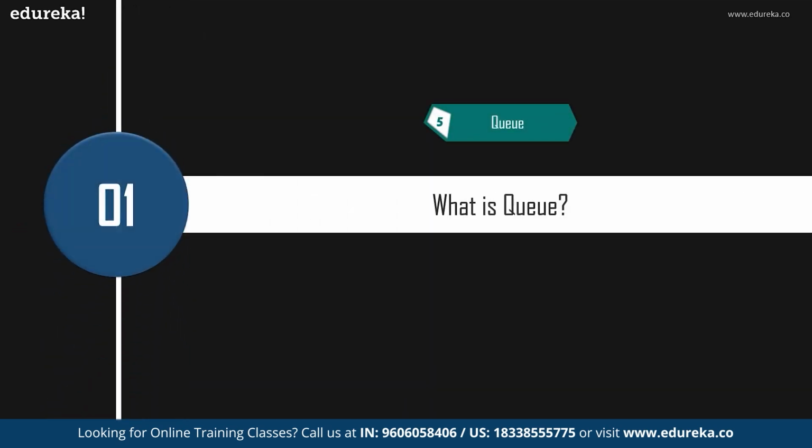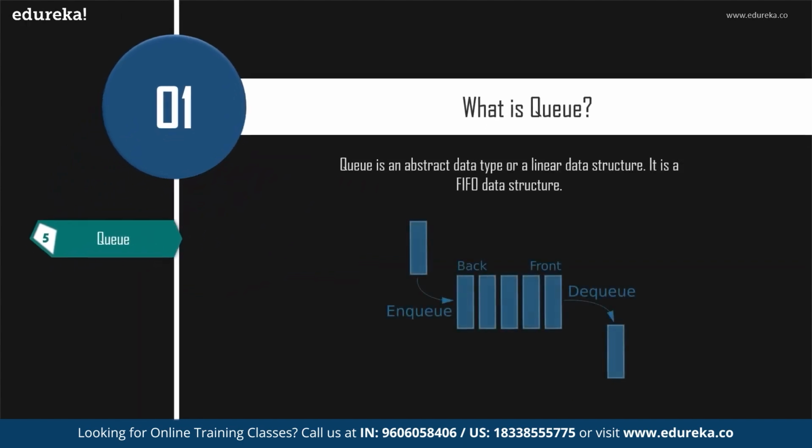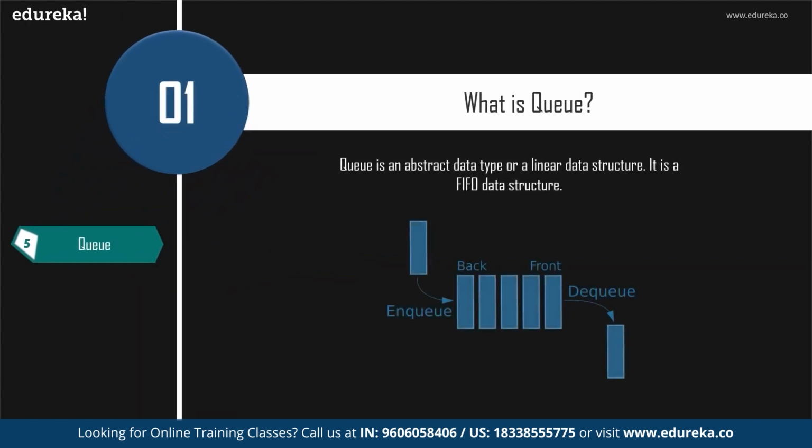Now let's see some of the questions based on queue. The first question is, what is queue? Queue is a data structure which is somewhat similar to stack. The difference is that queue is open at both ends. One end is used to insert the data and the other end is used to remove the data. Queue follows the first in first out methodology. That is, the data item stored first can be accessed first.